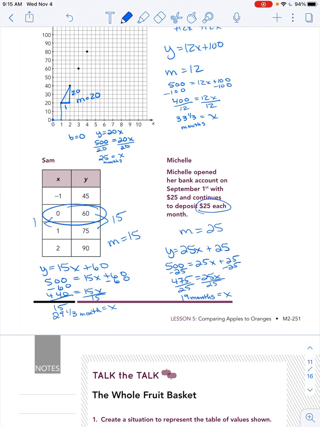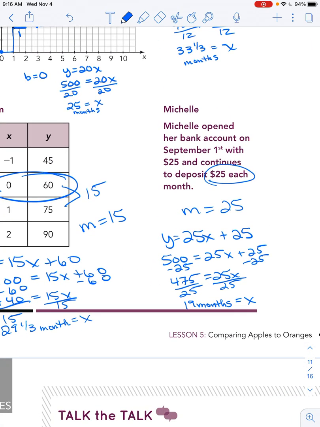Okay, so which one would you go with that's going to get to $500 first? If you notice, it's the lowest number of months. So Michelle is the one it would take to get there the fastest. Okay.